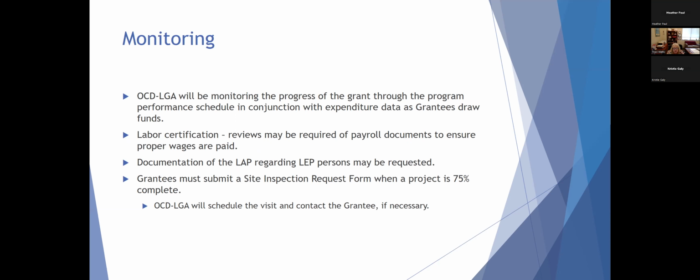Documentation of the language access plan regarding limited English proficiency persons may be requested. And grantees must submit a site inspection request form when a project is 75% complete. Remember that if you have multiple projects in your grant, then you would be required to have multiple site inspections. So just remember that you need to have a form submitted for each of your projects. We will schedule the visit and contact the grantee if necessary as we move through the process.